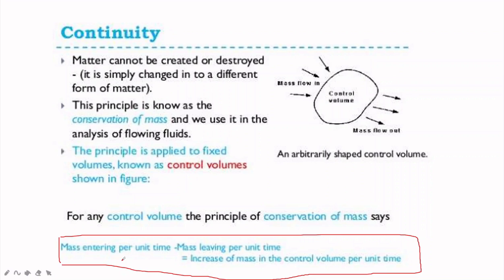This is the general theme of conservation of mass. Mass entering per unit time minus mass leaving per unit time is equal to the increase in the control volume per unit time. With this basic concept we'll find the continuity equation for our fluid flow.